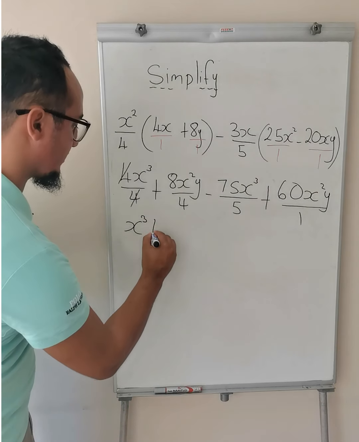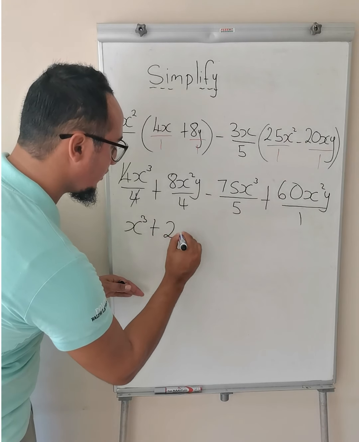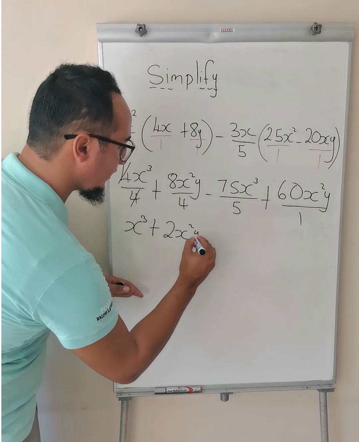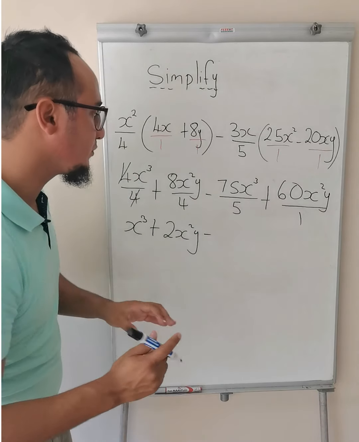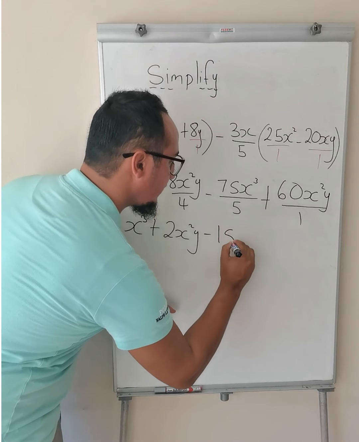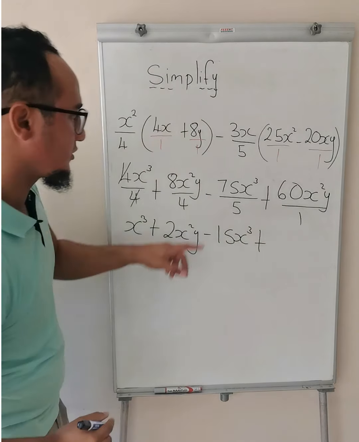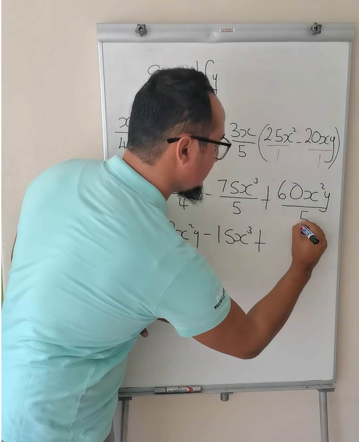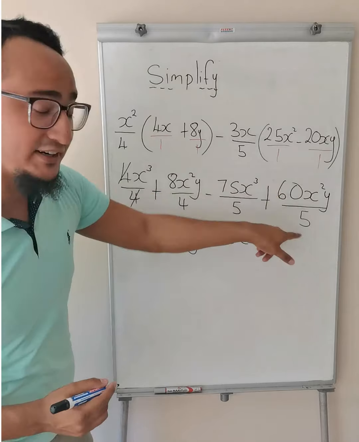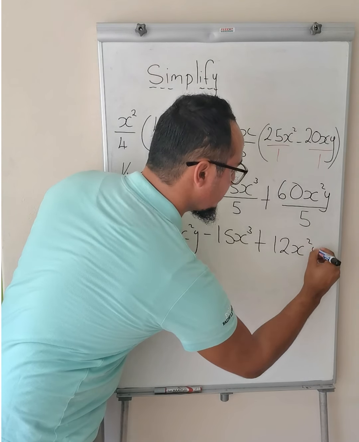Over here, plus 8 divided by 4 is 2x squared y, minus 75 divided by 5 is equal to 15x to the power of 3, plus, this is 5 times 1 is equal to 5, my apologies. So 60 divided by 5 is 12x squared y.